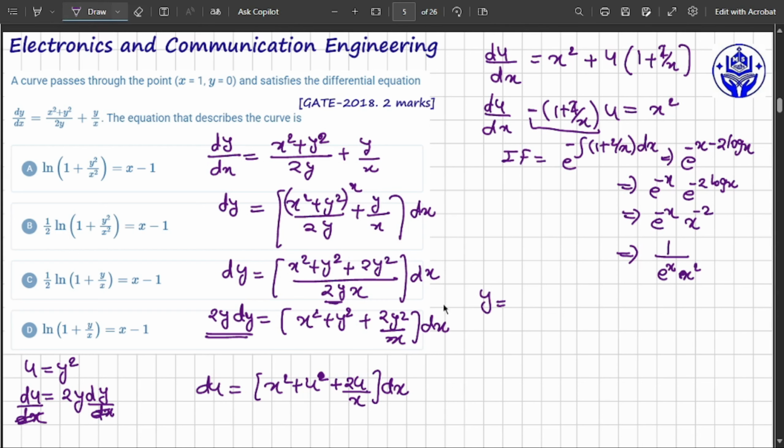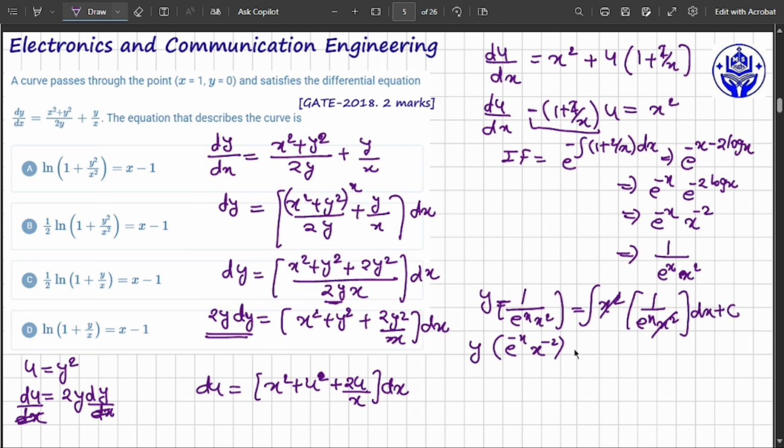It is y e to the power of x into x square, equal to the integration of the right hand side, e to the power of x to x square dx, plus c. Now the x square and x square will get cancelled. This is y e to the power of minus x, x to the power minus 2, and this is nothing but the integration of e to the power minus x. So y is equal to e to the power of minus x, x to the power of minus 2, and this is minus of e to the power minus x plus c.